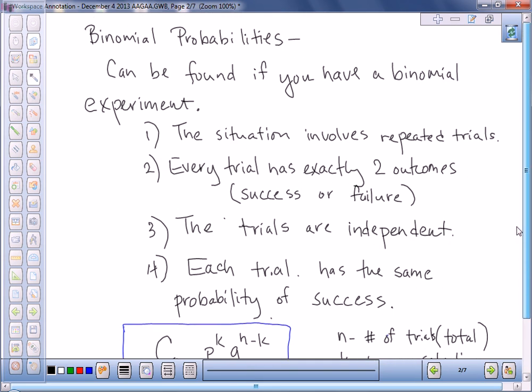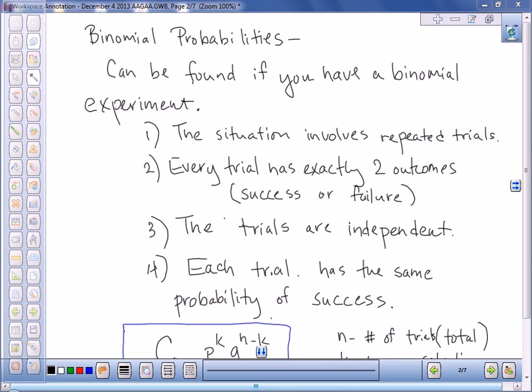Okay, so binomial probabilities are what we're going to be looking at. Binomial probabilities can be found if we are given a binomial experiment. So what are our parameters for a binomial experiment? First of all, we have to have a situation where there are repeated trials. Every trial has to have exactly 2 outcomes, either success or failure.